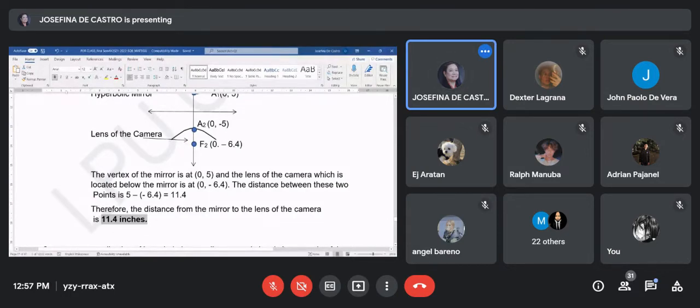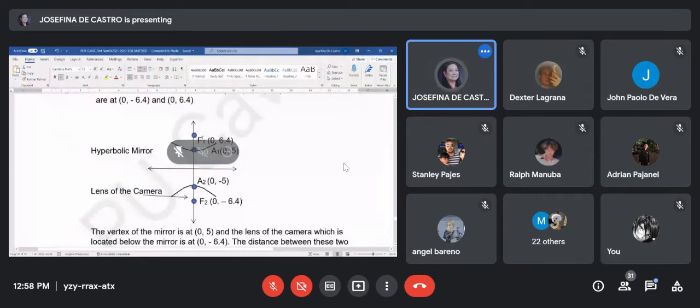Question po. Sure. Nilagay mo na siya sa ganito yung magiging itsura niya. Sinolve muna natin yung A and B para makapag-plot tayo ng points.